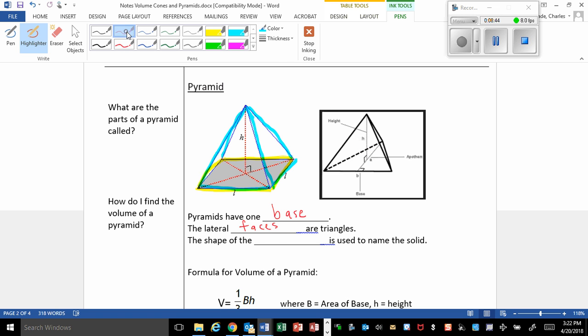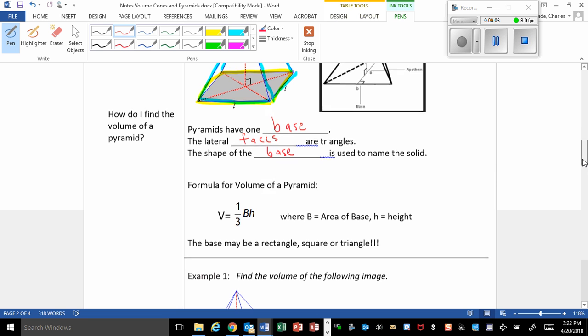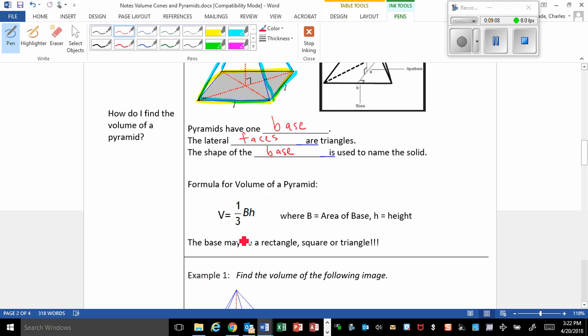Again, we say the shape of the base is used to name the solid. Cylinders and cones have circular bases, so we don't really call them by their base names. Prisms and pyramids we do. So this is a square pyramid, a rectangular pyramid. The volume, again, is 1/3. The base may be square, rectangle, or triangle. This is important. Those are going to be the 3 kinds of pyramids that you have.